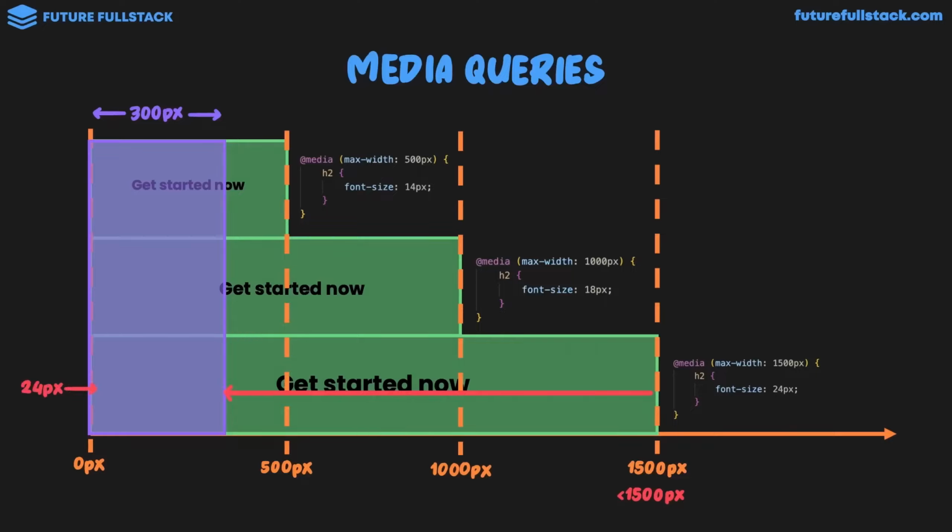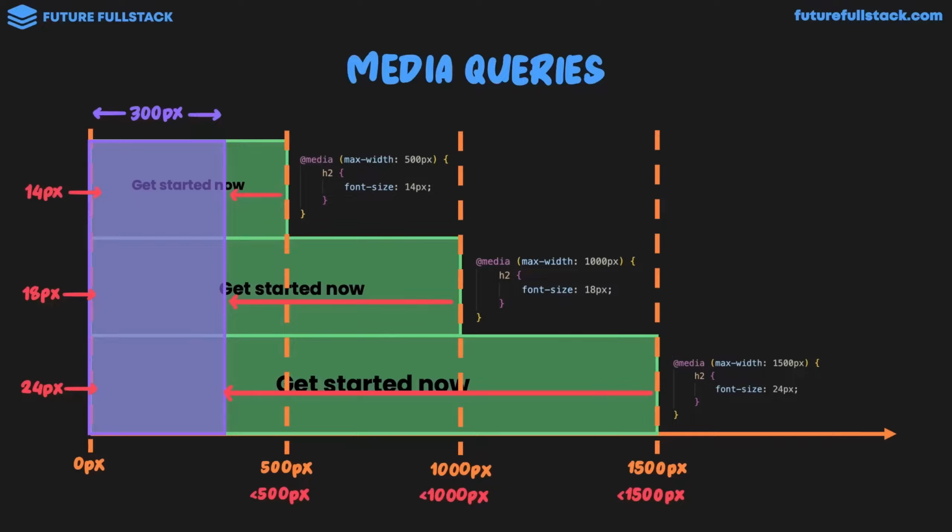For the media query max width 1000 pixels, this applies when our browser width or screen size is less than 1000 pixels, and 300 pixels is less than this. So the font size of 18 pixels is also applying. The last media query, with a max width of 500 pixels, will apply the H2 style when the browser or screen size is less than 500 pixels, and 300 pixels is less than 500 pixels. So the font size of 14 pixels is also being applied here.